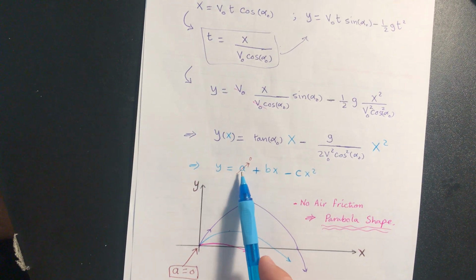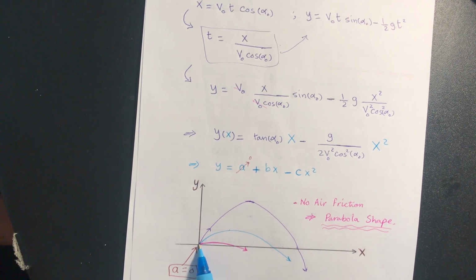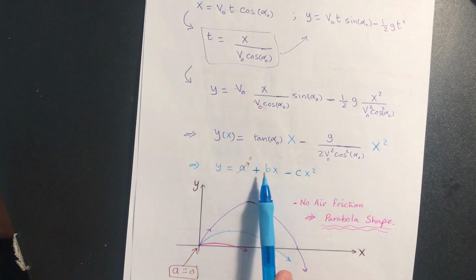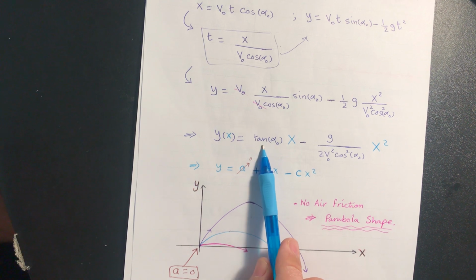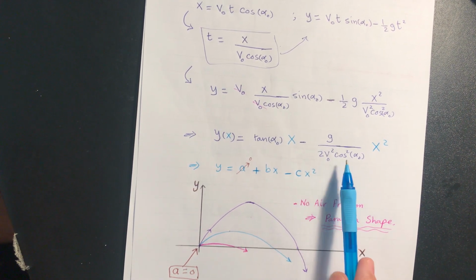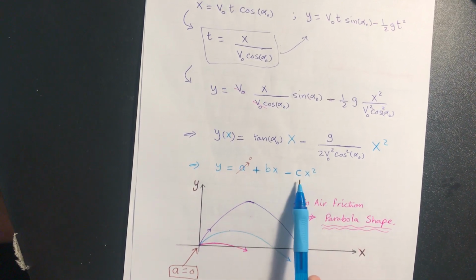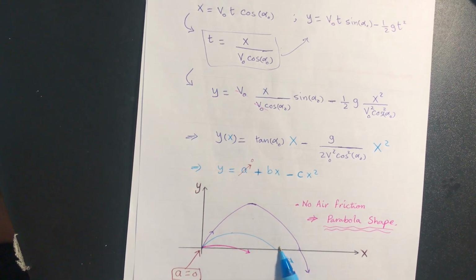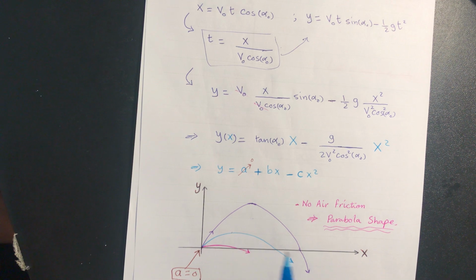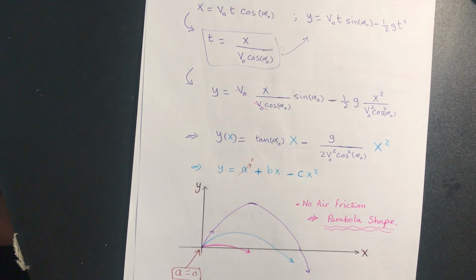And A, which is the constant, is equal to 0. It is the starting point. Depending on C and B, B is equal to tan alpha naught. C depends on g and v naught and cosine alpha. Depending on the values of B and C, we have different altitude and range for the trajectory, but all of them are parabolas. Is that clear?